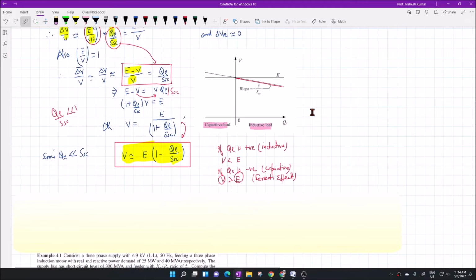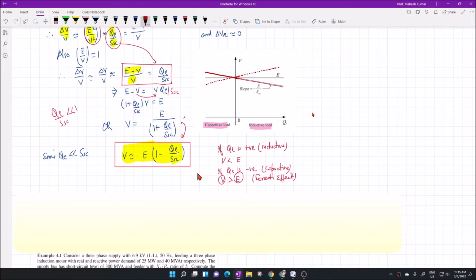Alright, so this explains the relationship of the voltage variation. For a capacitive load, you can see the voltage at the load bus is going up. Therefore, if you want to compensate an inductive load, you have to add additional reactive power, which increases the voltage. And if you want to compensate a capacitive load, you have to increase the inductive reactive power, so that it compensates the nature of the load or the reactive power of the load.